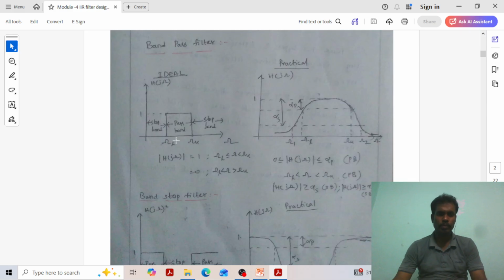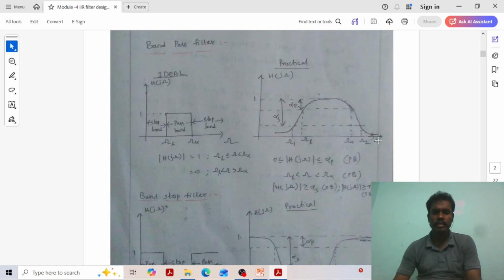So here also it is the same. Here we'll get two stop bands and one pass band. The transition from stop band to pass band cannot change sharply. It has to go gradually. Similarly, from pass band to stop band, it will decrease gradually.